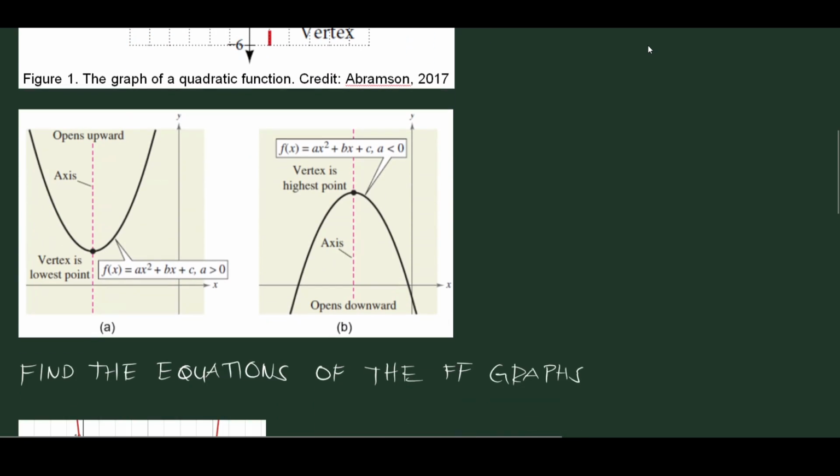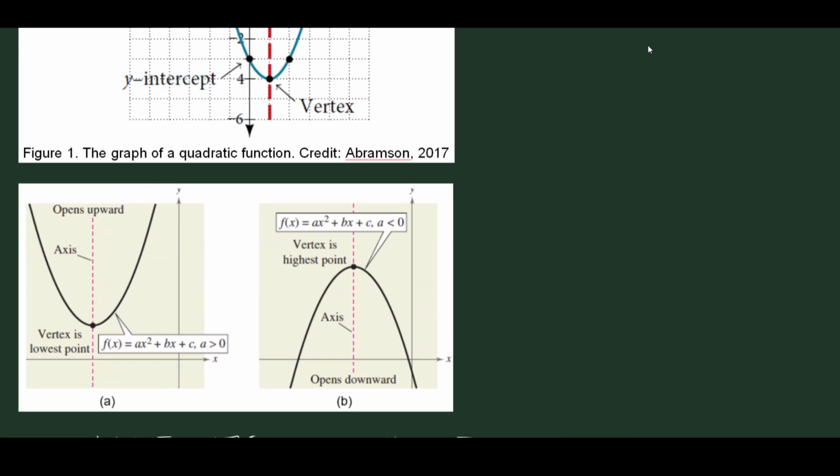Okay, so we also have here a picture that shows the different orientations of a parabola. It can open upward. It can also open downward. An indication that it is opening downward is that a is less than 0, so a is negative. Or if it is opening upward, then a is greater than 0.